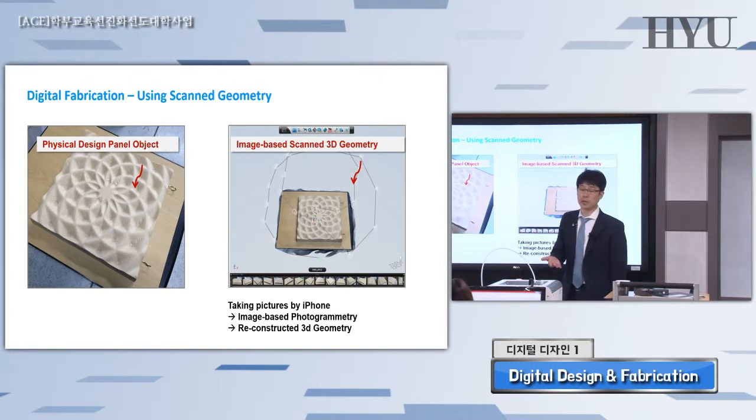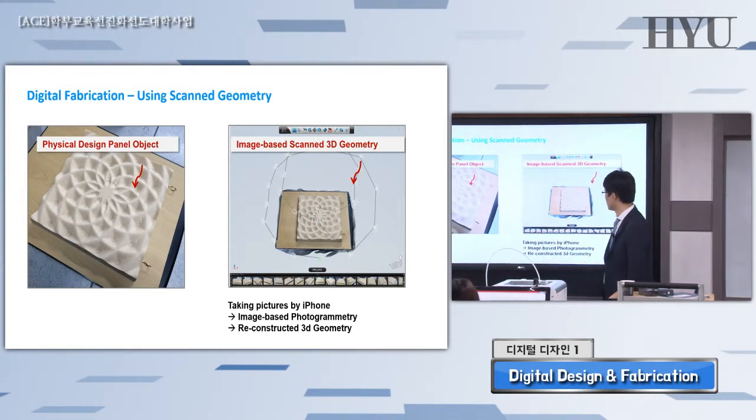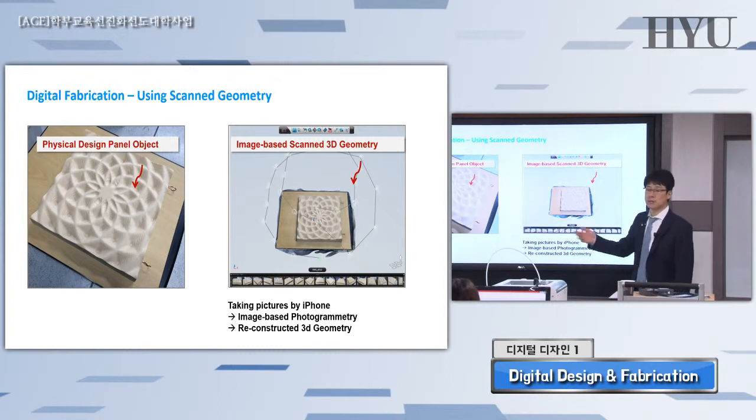You know 123D Catch, the Autodesk app on iPhone or any Samsung phones. So taking pictures by iPhone, lots of pictures, okay? 12, 16 pictures in sequence. And then this is 3D geometry, okay? Auto-generated geometry by using photogrammetry. I introduced you to this one last time, okay?